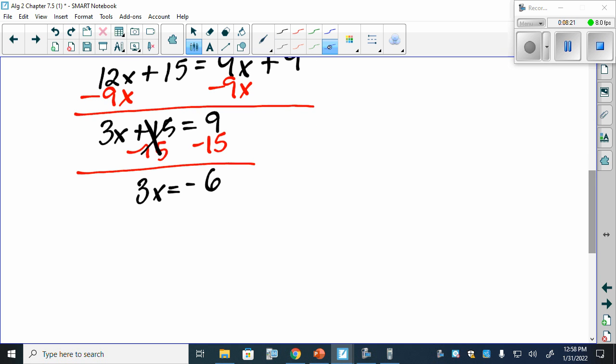So last but not least, we can divide both sides by 3, telling us x is equal to negative 2.